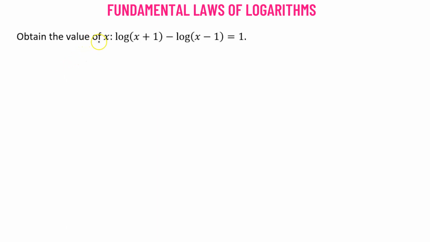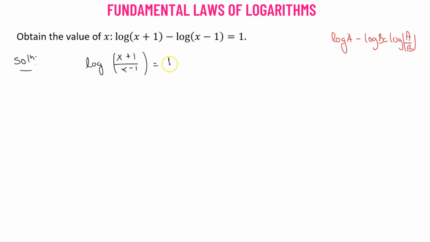We need to obtain the value of x by solving the given logarithmic equation. So let us begin. For the first part, we'll combine the two logarithms on the left hand side by using a property of logarithm, which is log of a minus log of b, that's equal to log of a divided by b. This will give us log of x plus 1 divided by x minus 1, equals 1.